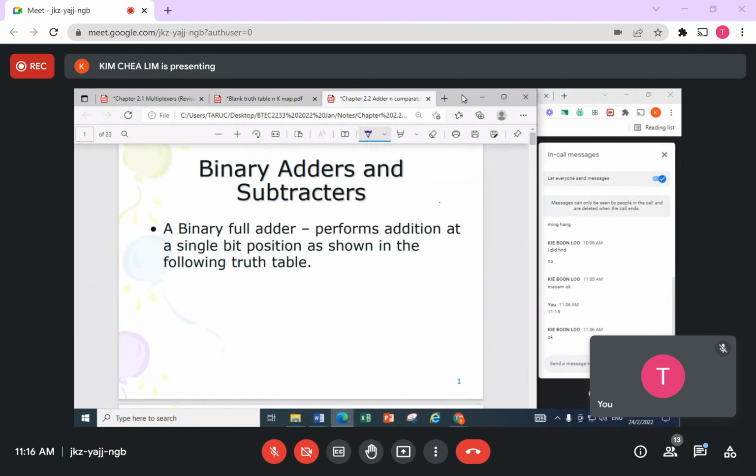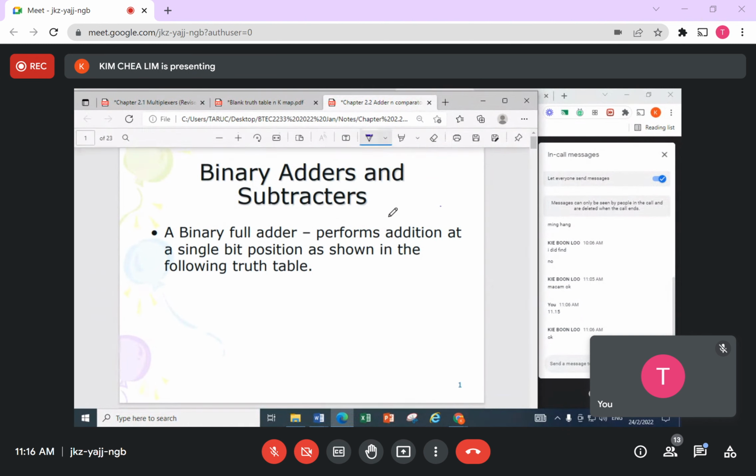Okay, we continue with this binary adder and subtractor. How we are going to add or subtract any binary number. Of course, adder, as we have studied in year one, we know there are two types. One is half adder, the other one is full adder. Half adder considers only 2 bits, but full adder considers 3 bits because it considers the carry in from the previous bit. So in this part here, we focus on full adder.